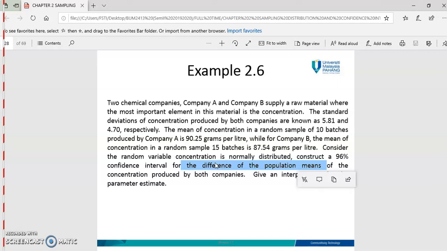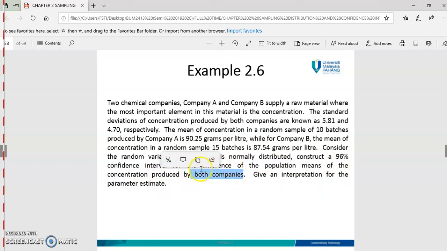When we have dependent sample, it will be confidence interval for mean difference. So we mention mean first and then difference. For the independent sample, difference first and then mean, of the concentration produced by both companies.